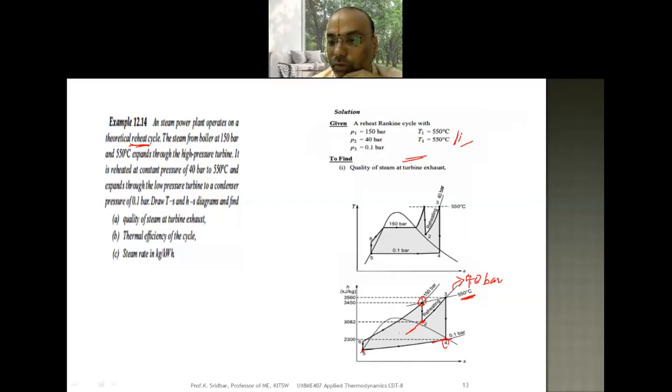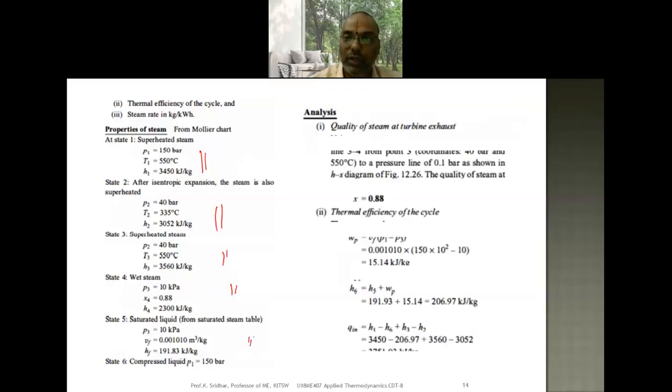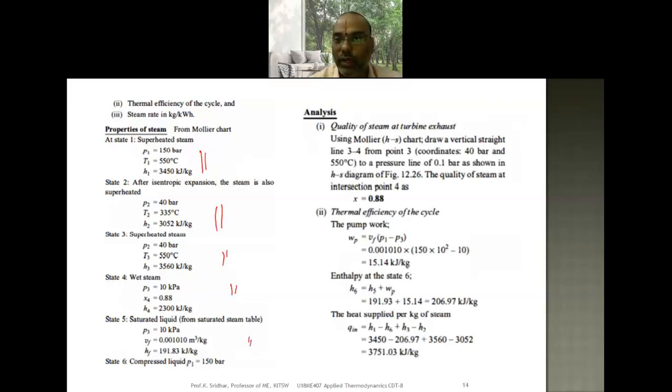Once you identify points 1 to 6, note down the corresponding enthalpy values, the corresponding entropy values, and the exit dryness fraction of the steam from this Mollier diagram. Just now I told you 1, 2, 3, 4, 5, 6. Just note down the values. And finally at point number 4, X is equivalent to 0.88, and that is the first bit answer.